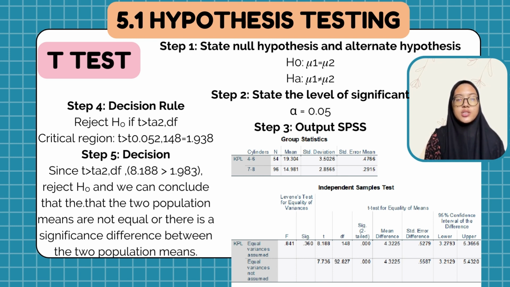The statistical analysis was performed using SPSS, providing group statistics for both categories. The t-test result indicates a significant difference between the means, with a t-value of 8.188 and a p-value less than 0.05, supporting the rejection of the null hypothesis. The decision rule based on the critical t-value of 1.938 leads to the rejection of H0. Therefore, it can be concluded that there is a significant difference between the population means of the two groups, suggesting that the number of cylinders has a meaningful impact on the variable under consideration.